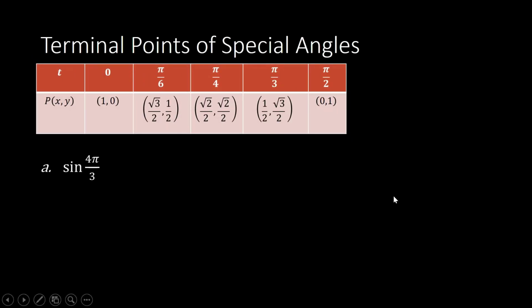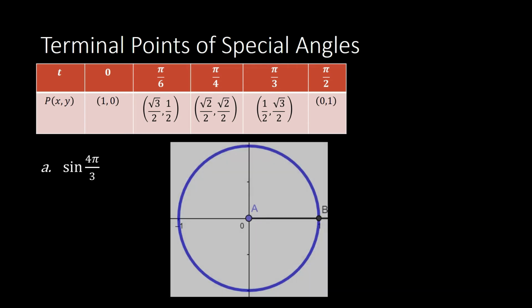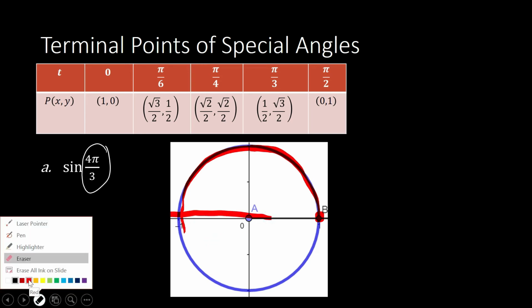Okay, so let us now level up. Let us evaluate sine of 4 pi over 3. Can you still recall the steps to be done to evaluate this function? Well, this is what you do first. You will trace t, 4 pi over 3. You will trace an arc around our unit circle whose length is 4 pi over 3, starting from the initial point. So 4 pi over 3 will bring us to the third quadrant.